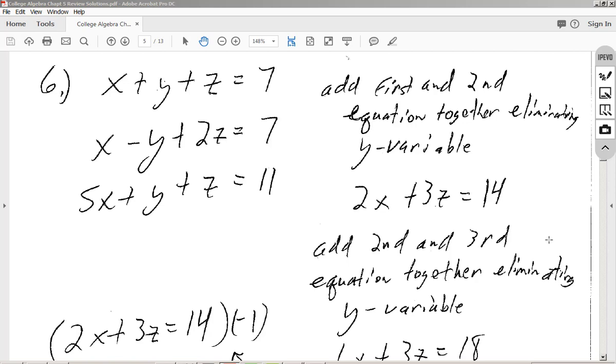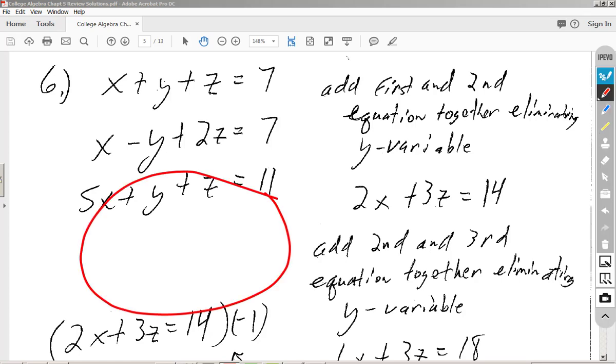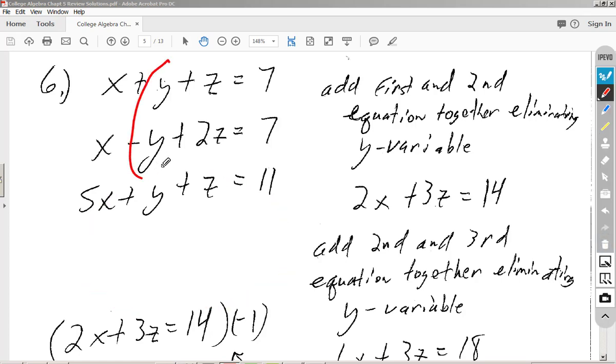So I'm going to add the first and second equation together, and it looks like I'm going to go ahead and eliminate the y variable. So since I notice this is a y and a negative y, I can just go ahead and directly add those two together. I don't have to multiply by anything. So I'm just going to add those two together. So here's my answer right here.